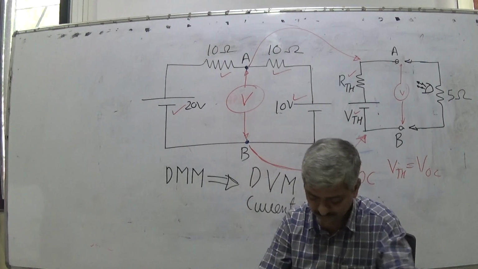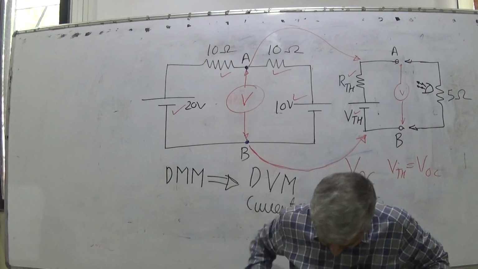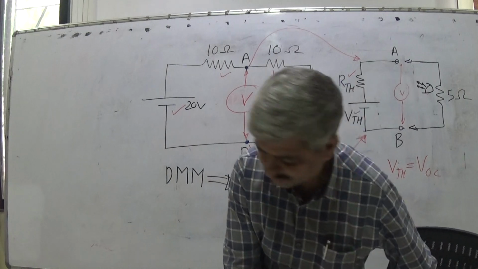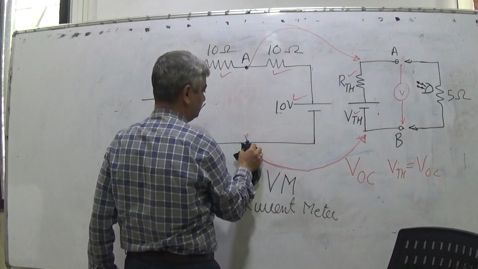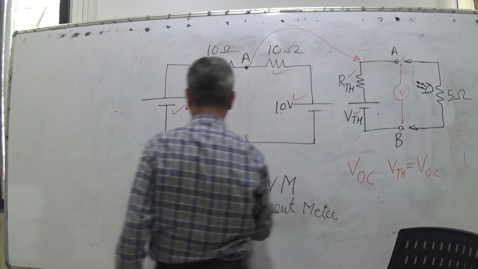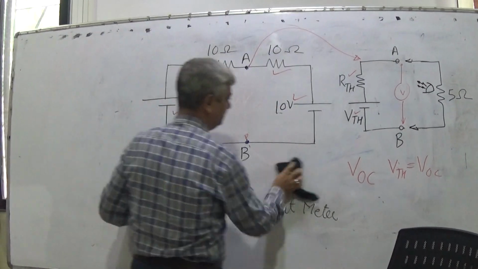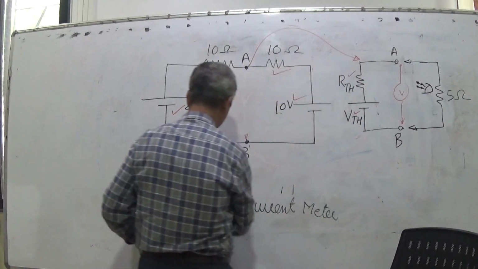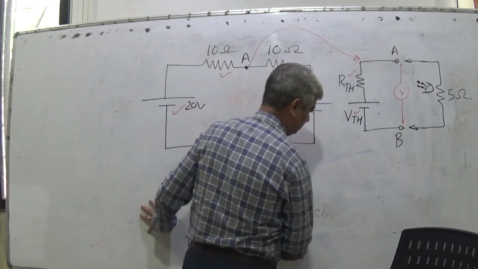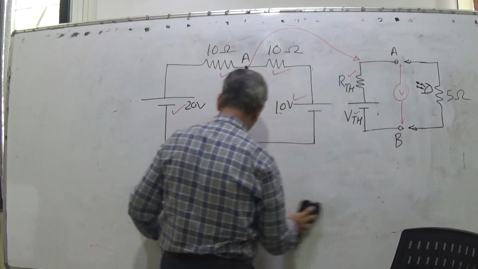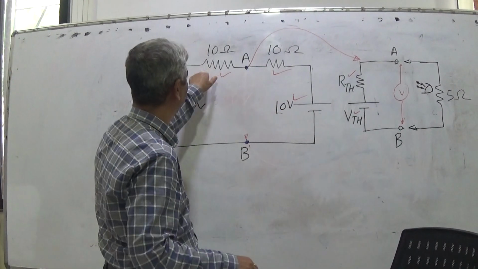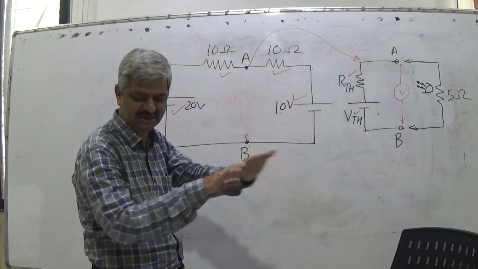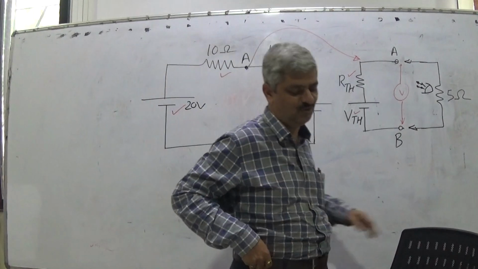Now let us find out VTH first in this case. We can very easily find out now that Kirchhoff's laws need not be applied to that extent. It is very simple, 20 volt, 10 volt, 20 ohm resistance, right? So it is a simple application of Ohm's law.